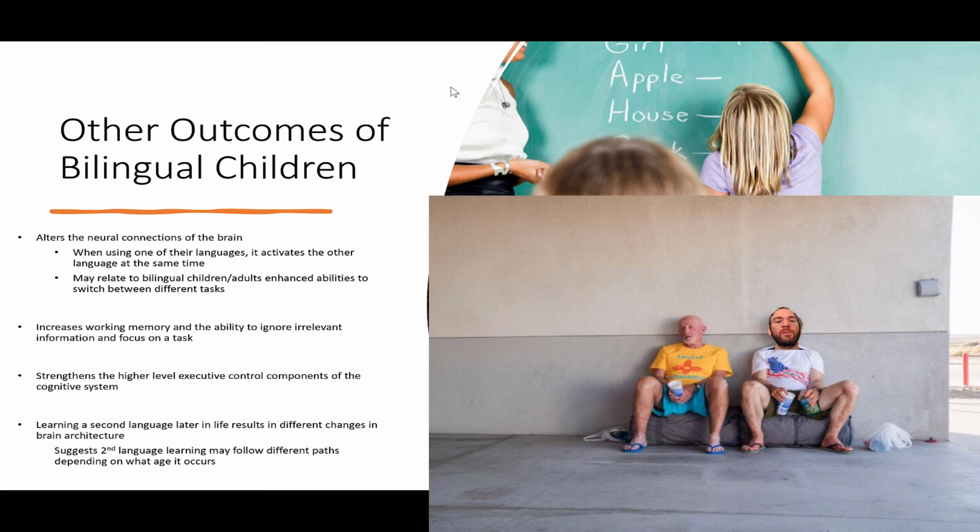So bilingualism alters the neural connections of the brain. When using one of their languages, it activates the other language at the same time. This may relate to bilingual children's and adults' enhanced abilities to switch between different tasks, increased working memory, and the ability to ignore irrelevant information and focus on a task. It strengthens the higher level executive control components of the cognitive system. And learning a second language later in life results in different changes in brain architecture, which suggests second language learning may follow different paths depending on what age it occurs.